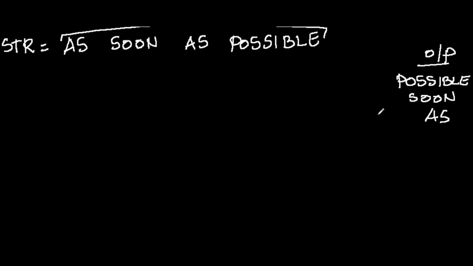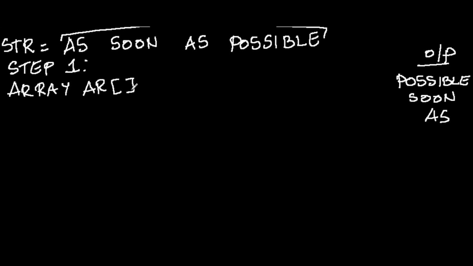So how can we approach this particular problem? The algorithm involved behind this. Step one is you have to segregate each and every word and store it separately, so you can individually access the particular word. Here I am taking a particular array AR and then I am going to store each and every word in a separate index in this particular array.